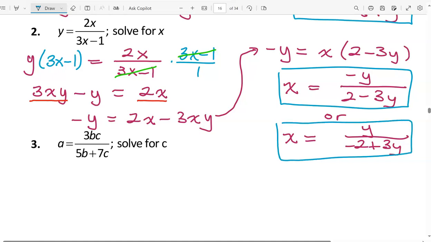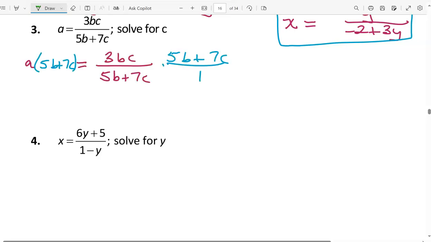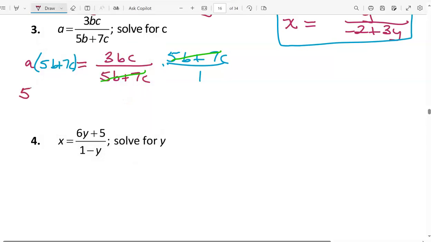Either answer is acceptable, but if you have a multiple choice answer that you are checking, it's important that you know that those 2 answers are equivalent. In number 3, we'll start by multiplying by the least common denominator, which is 5b plus 7c. We can cancel common factors on the right side and multiply, giving us 5ab plus 7ac is equal to 3bc.